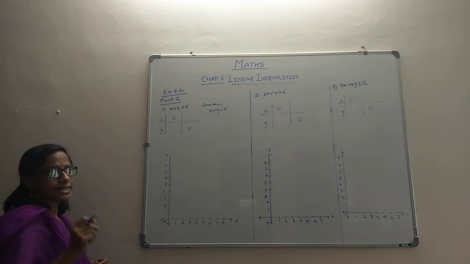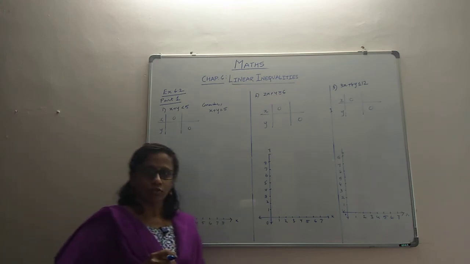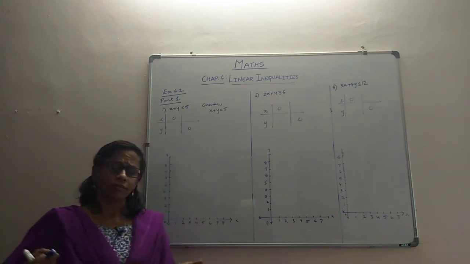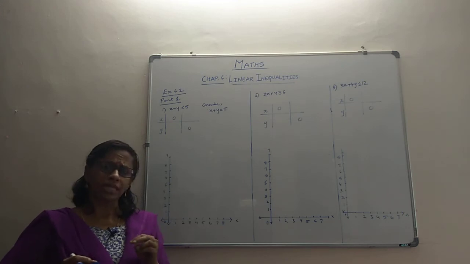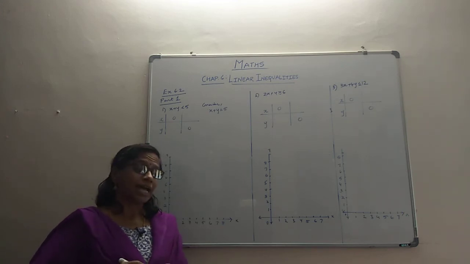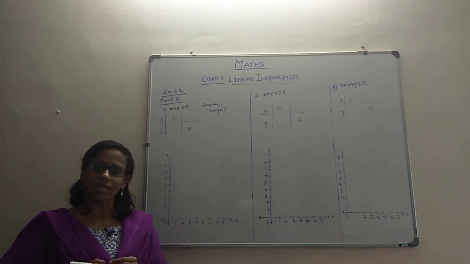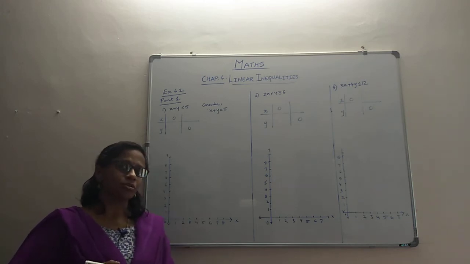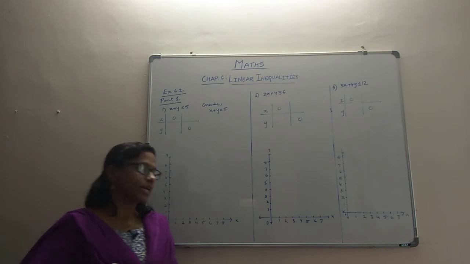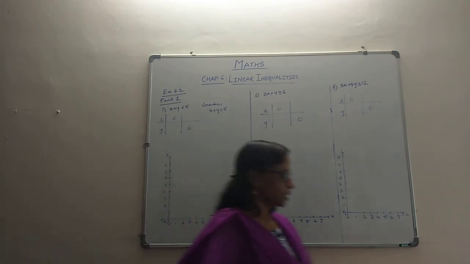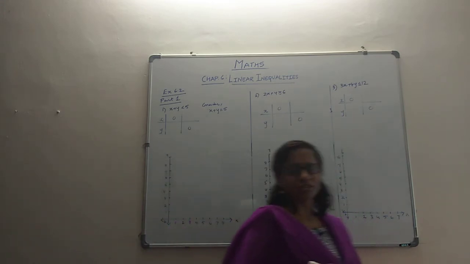Now you can take as many values as you want on the line, 2 values, 3 values, 5 values, whatever, but precisely taking 2 values is also enough. And generally the easiest way of taking the value is substitute x as 0, get the y coordinate, then substitute y as 0, get the x coordinate. So when 0 comes, generally the working becomes easy. So that is why we prefer zeros.